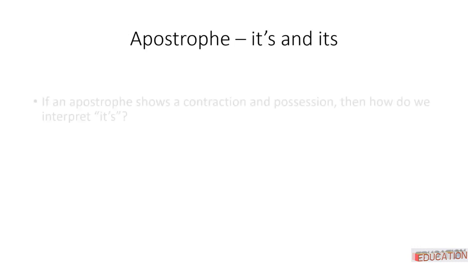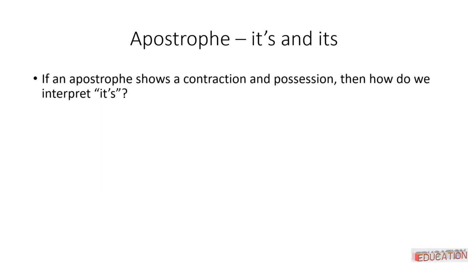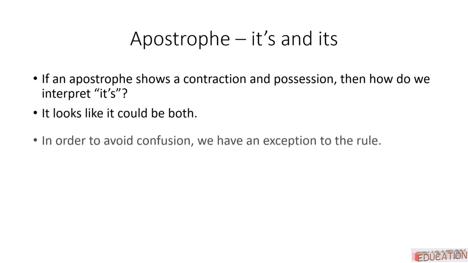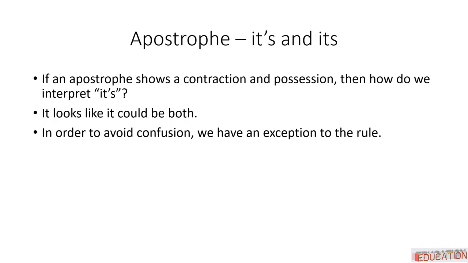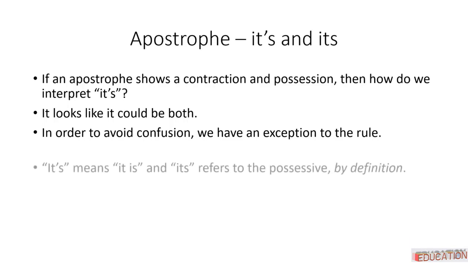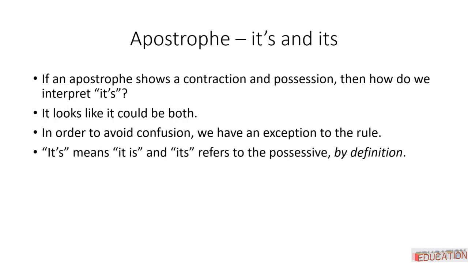And now we look at it's and its, with and without an apostrophe. So if an apostrophe shows a contraction and possession, how do we interpret it's with an apostrophe? Could be both. In order to avoid confusion, there's an exception to the rule. It's with an apostrophe means it is, and its without an apostrophe refers to the possessive by definition.